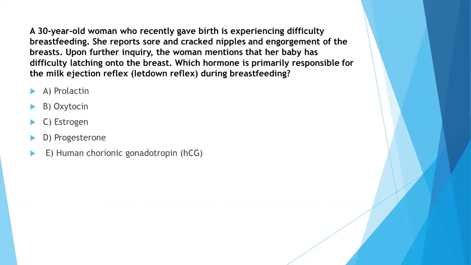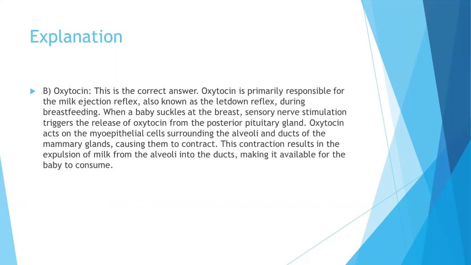So which hormone is primarily responsible for the milk ejection reflex during breastfeeding? Prolactin, oxytocin, estrogen, progesterone, or human chorionic gonadotropin? Very simple and easy question. Oxytocin is primarily responsible for the milk ejection reflex, also known as the let-down reflex during breastfeeding. When a baby suckles at the breast, sensory nerve stimulation triggers the release of oxytocin from the posterior pituitary gland. Oxytocin acts on the myoepithelial cells surrounding the alveoli and ducts of the mammary glands, causing them to contract. This contraction results in the expulsion of milk from the alveoli into the ducts, making it available for the baby to consume.